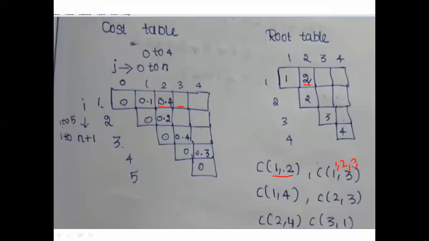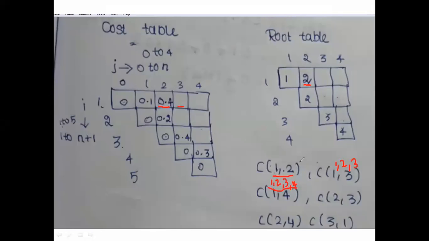What is the value? Next, 1, 4 means what? What is the k value? Either 1, 2, okay, 3 and 4. So k equal to 1, submit the value, and i equal to 1, j equal to 4. Submit in the formula. K equal to 2, k equal to 3, k equal to 4. Submit in the formula. What is from these 4, which value is minimum?